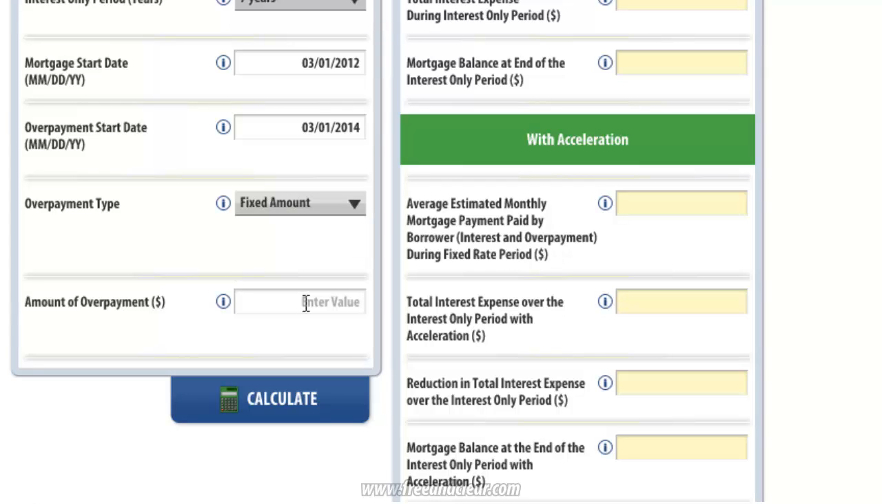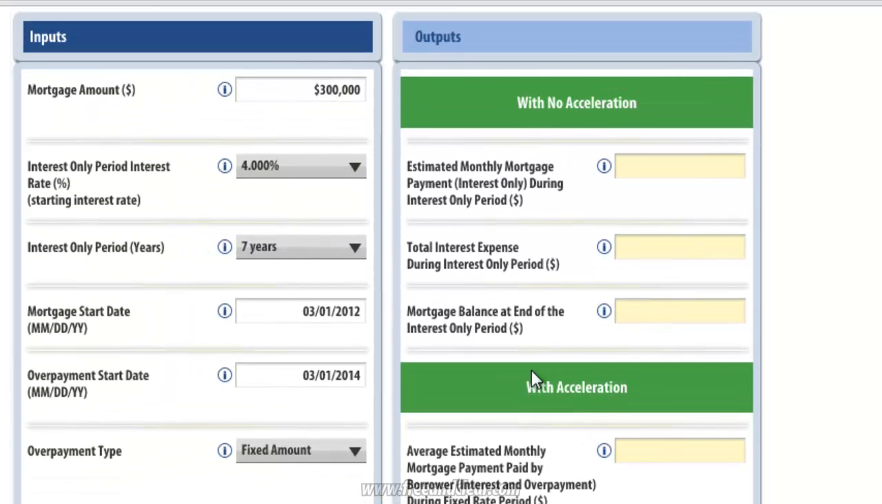The final input is monthly overpayment amount. I'm going to input $200. So we're going to accelerate our mortgage by $200 per month. We've submitted all of our inputs, and I'm going to click on the Calculate button, which will produce our outputs.